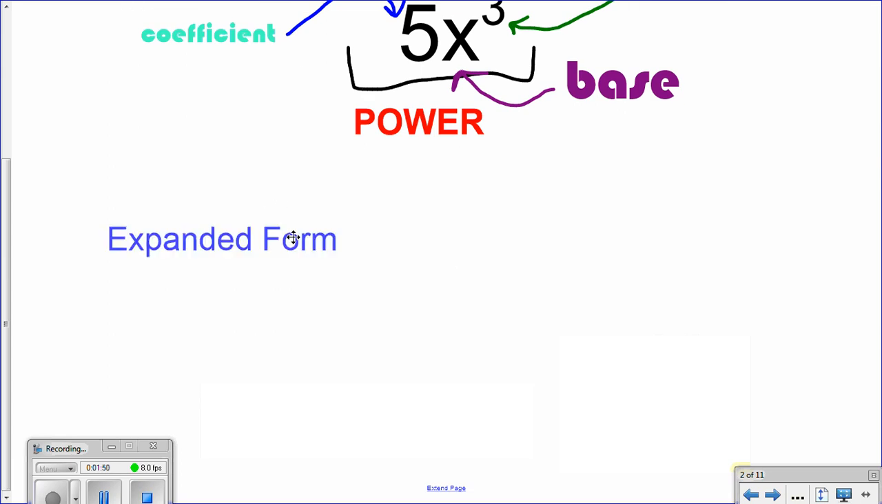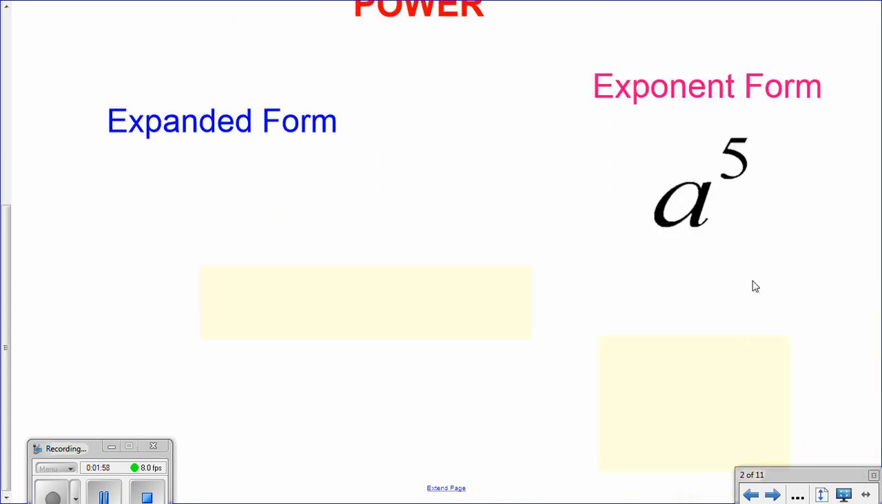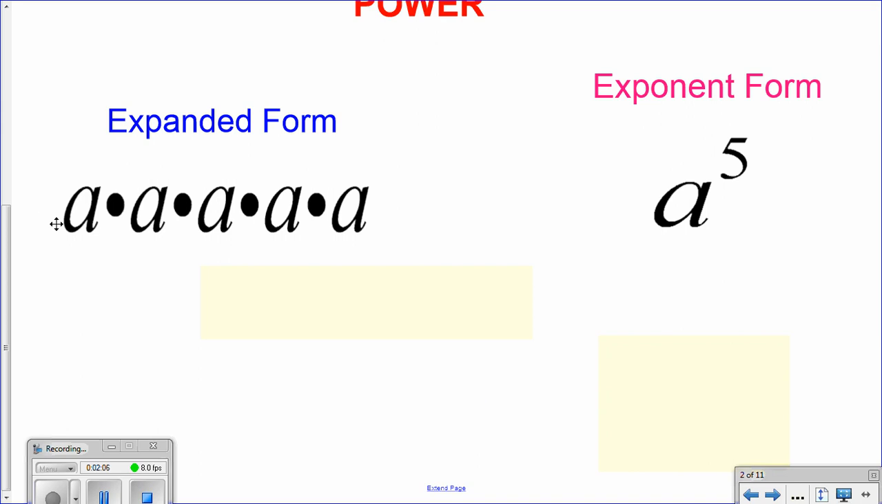So then we have expanded form and exponent form. Exponent form is what you guys are used to, like a to the fifth, so using an exponent. Expanded form is writing it out by hand. When we use exponents, we're talking about multiplication. It just means that we're multiplying the same number by itself 5 times, which is oh so much fun. We use exponent form to save us time and energy, because we work smarter, not harder.